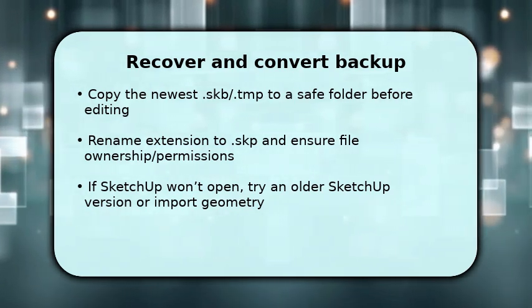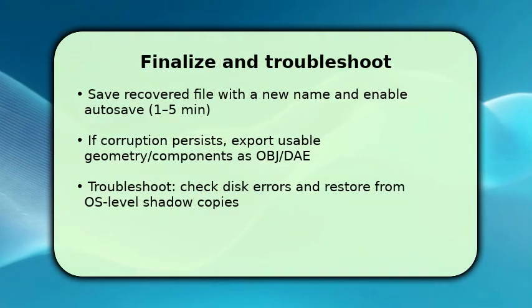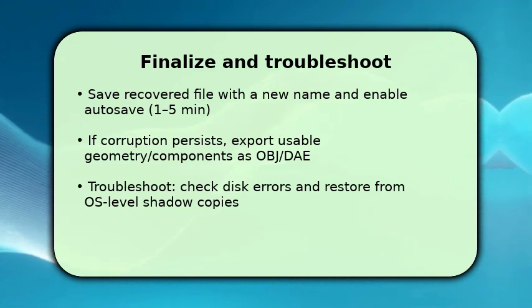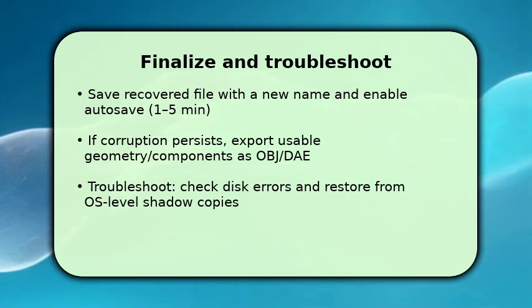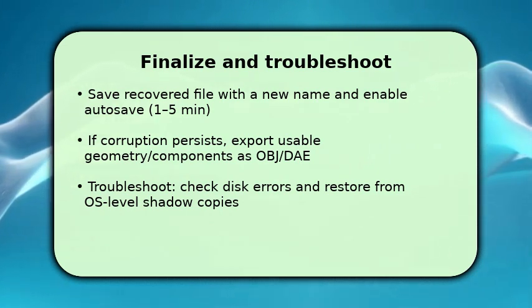You open the recovered file, immediately save it with a new name, and enable autosave at a short interval so you don't lose work again. Once saved, validate geometry and export critical components or scenes to OBJ or DAE if anything looks off. That secures usable assets. If you still face corruption, check disk integrity and look for Windows volume shadow copies or Time Machine snapshots as an additional recovery source. Make sure to document what worked so you can repeat the process quickly next time.